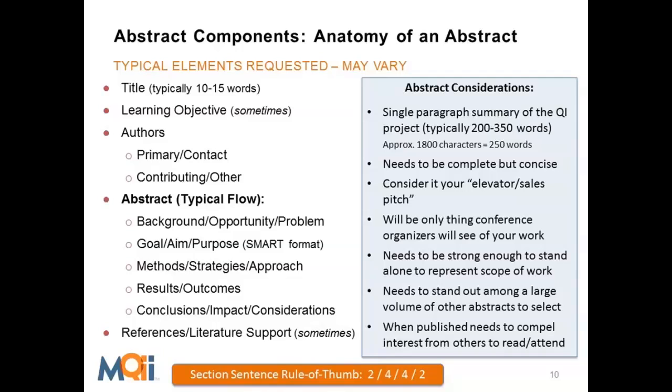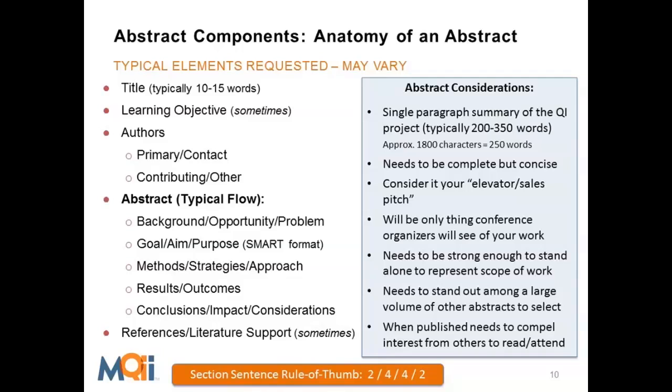And then with regard to the abstract, the narrative itself, it typically follows this flow. Based upon the guidelines, they call these components different things. From the variety of conferences I've submitted abstracts to, I listed out the synonyms of the components. So whether it be background, opportunity, or problem: how was the QI problem identified? Your goal, aim, or purpose, and in some cases they want you to write this in a very specific SMART goal format. What were the methods, strategies, or approach you took? So what was your improvement strategy?